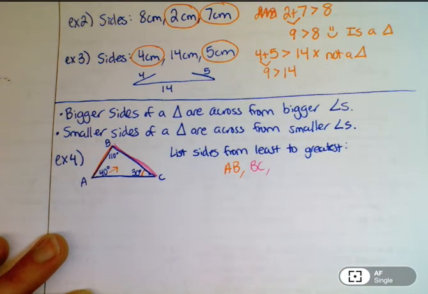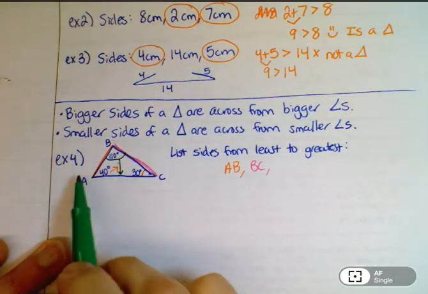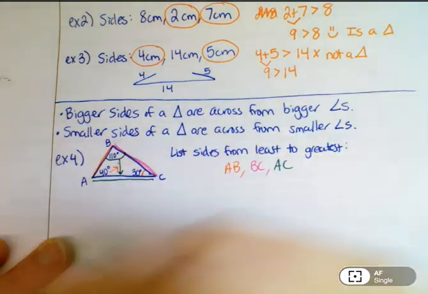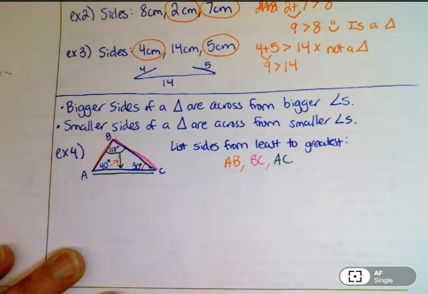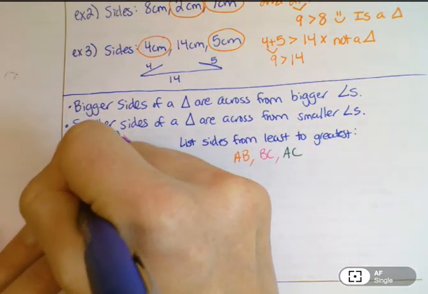And then my biggest side is going to be across from the biggest angle. This is the biggest angle, and so when I look on the other side, that's talking about this side here, AC. So even though I don't know exactly the lengths of each side here, I know which is the smallest and which is the biggest, because the smallest is across from the smallest angle and the biggest is across from the biggest angle. Let's do another example.